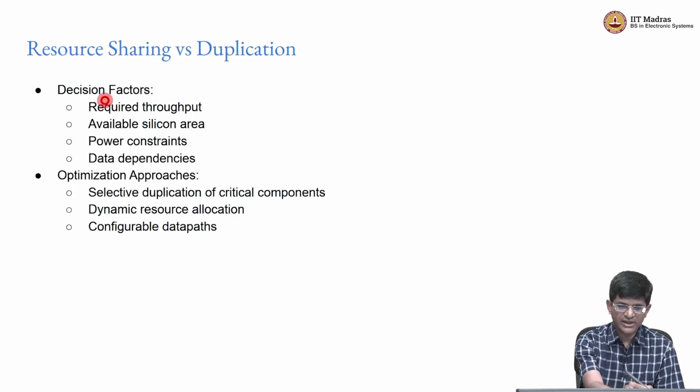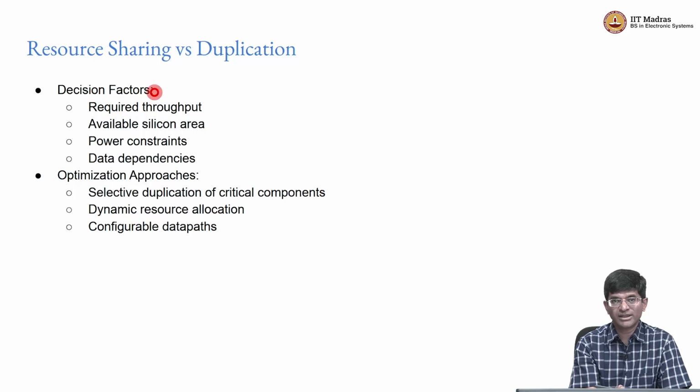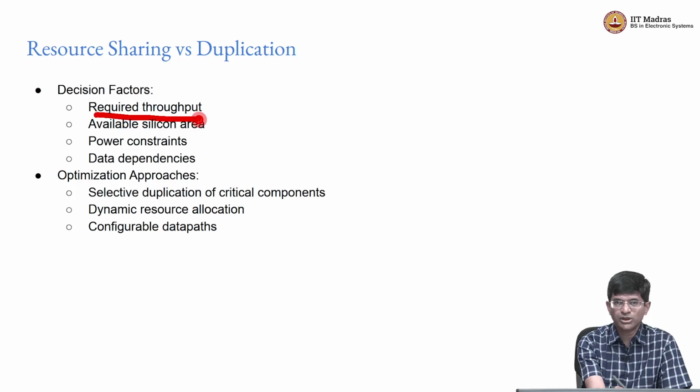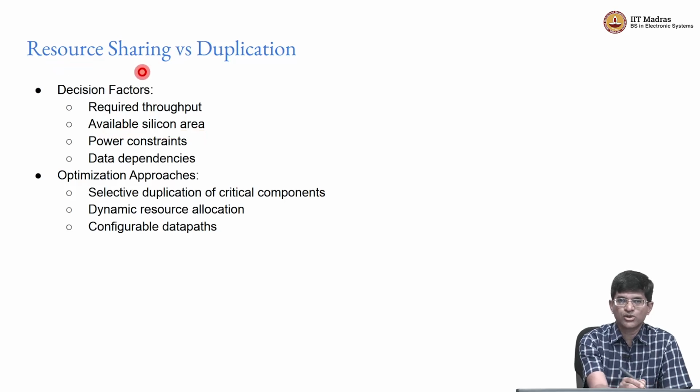So, there are a number of different decision factors that come in when you are trying to decide how you should go about designing your hardware. First of all, do you need extremely high throughput? If so, then duplication is probably called for at some point. Without that, you are not going to get extremely high throughput. Do you have a large amount of area available for your design? If not, then you probably need to do resource sharing, otherwise you are not going to fit into the available area that you have.